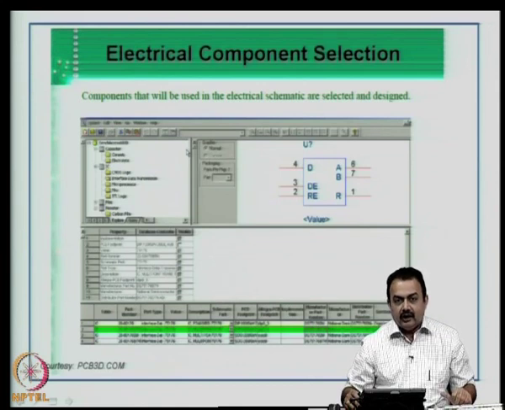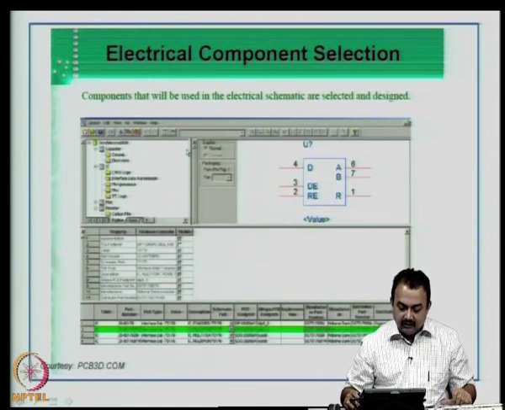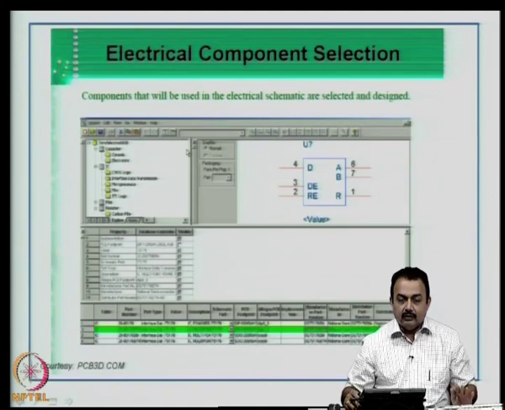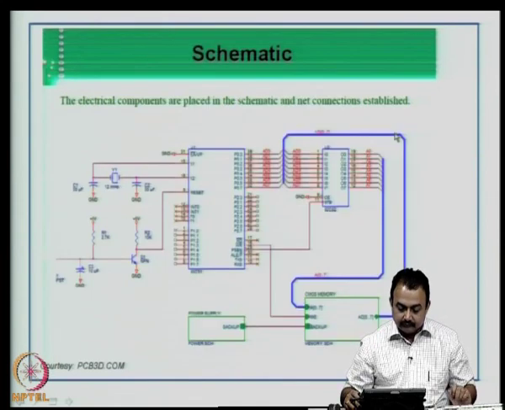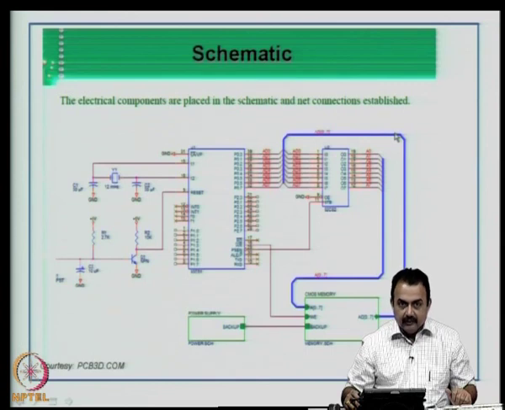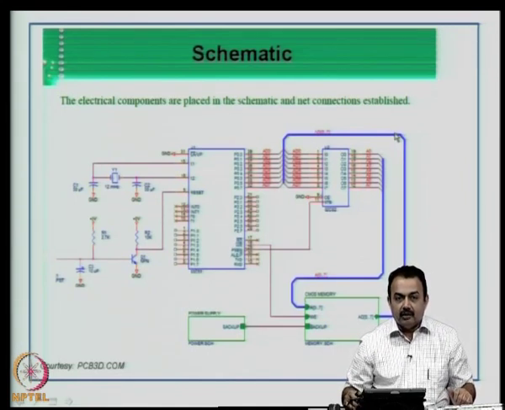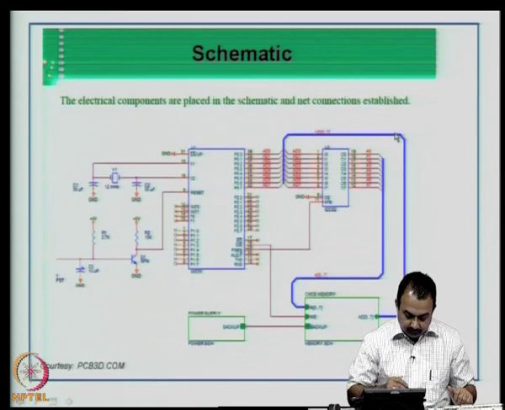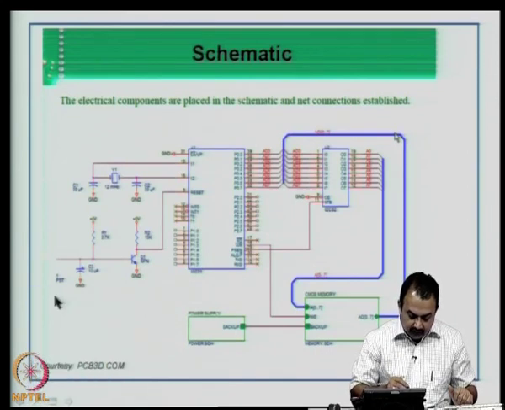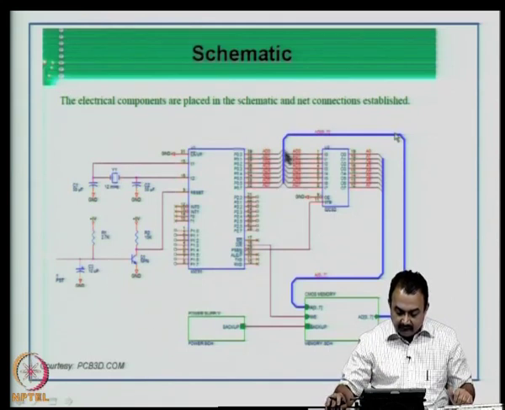The first thing in any CAD process is the electrical component selection. Components that will be used in the electrical schematic are selected and designed. So, as you can see here, you can create a symbol and you can create an equivalent footprint, because this is going to be used in the electrical schematic page. We have seen what is a schematic. The electrical components are placed in the schematic screen and the net connections are established. So, you can have about 100 components placed, actives and passives, and they are interconnected. So, that will complete the schematic part of the CAD program.